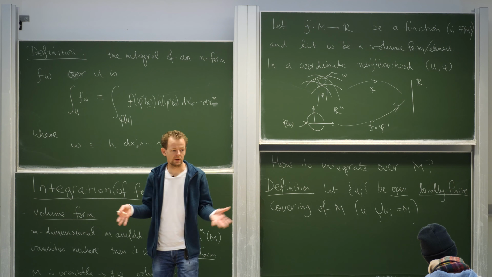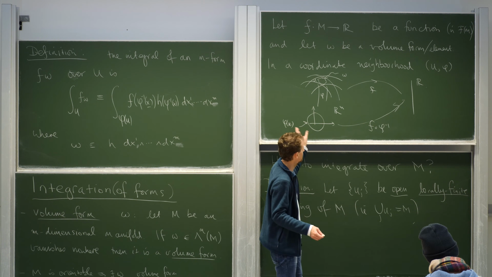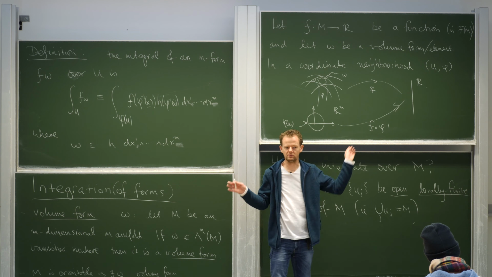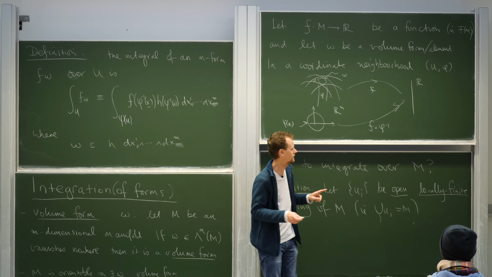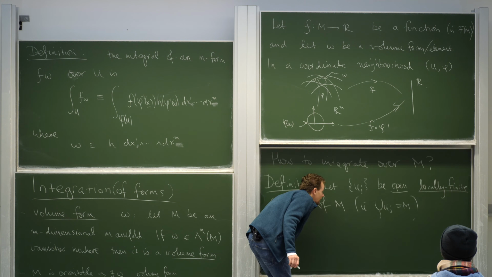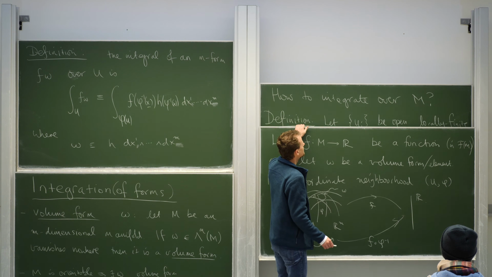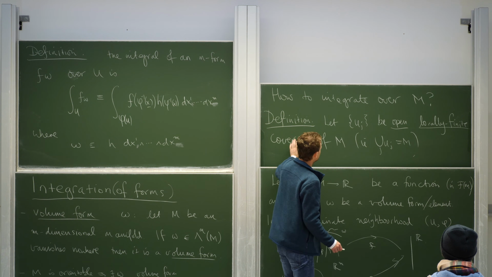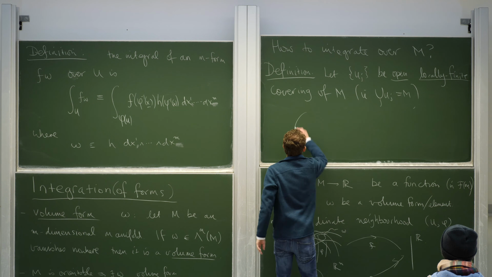And the idea is simple, right? How am I going to integrate f? Well, I just integrate the function over all these charts and add it up, right? But you should see a problem here. If you do this, if you cover M with a locally finite collection of open sets, let's see what the problem is with defining an integral over M.